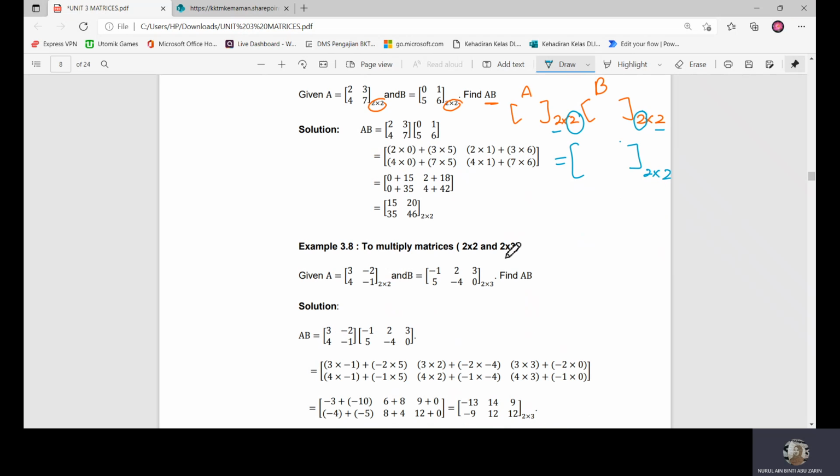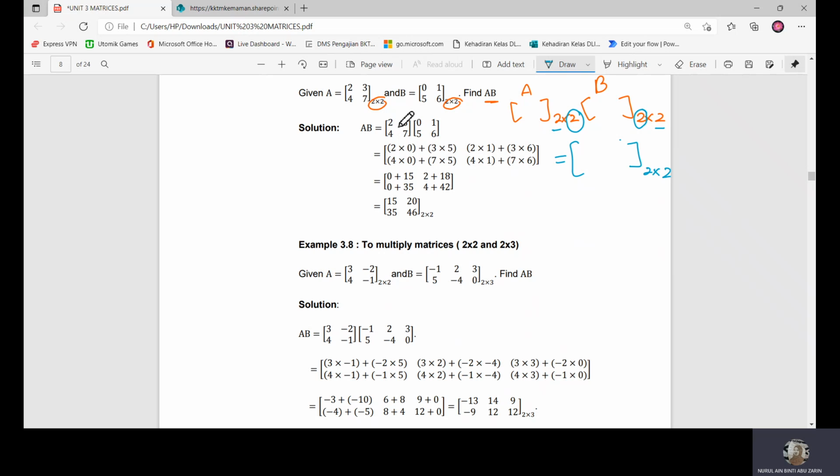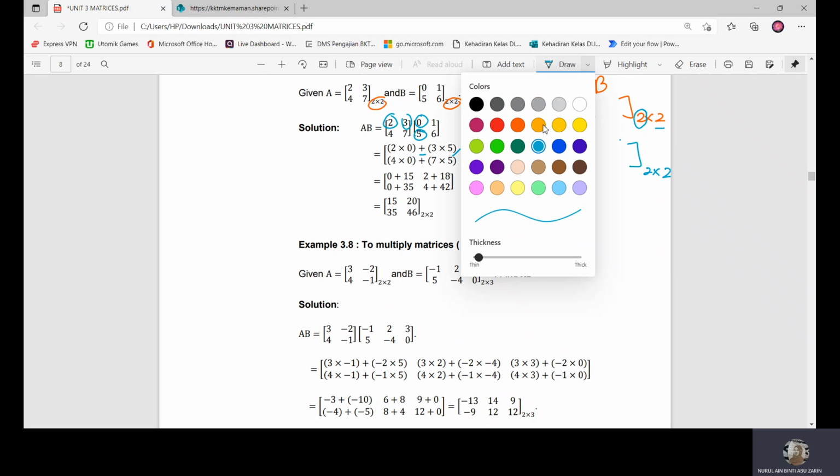So how do you multiply? You first write the matrices next to one another. A has to come first because A times B is not going to be the same as B times A. So A times B is going to be like this: 2 multiplied by 0, plus 3 multiplied by 5. That becomes the value of the first element.